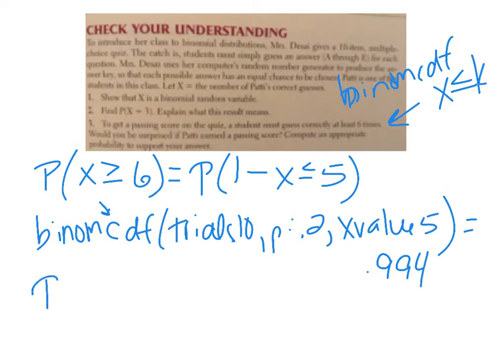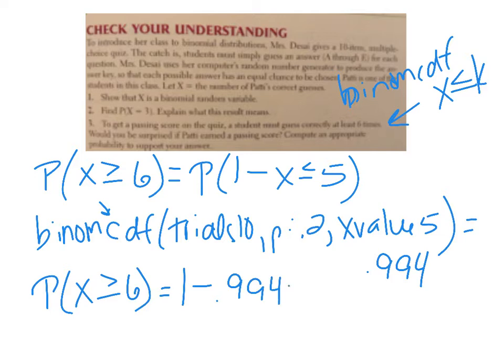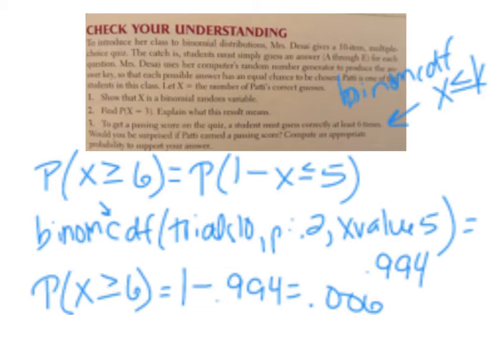So when I plug this into the probability that x is greater than or equal to 6, which is equal to 1 minus 0.994, I get 0.006, which basically gives me an almost 0% chance. It gives me a 0.64% chance that a student would get 6 or more correct. So that would be very surprising if a student was able to pass.